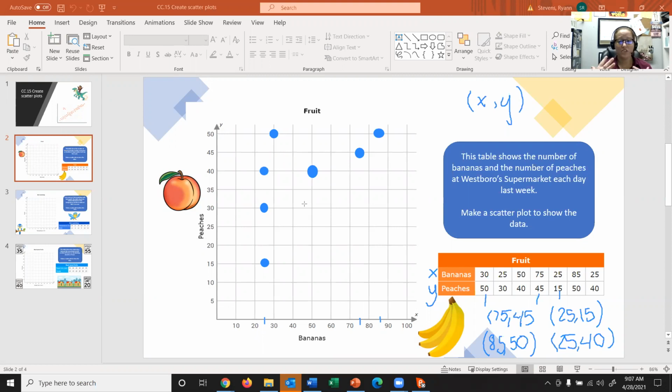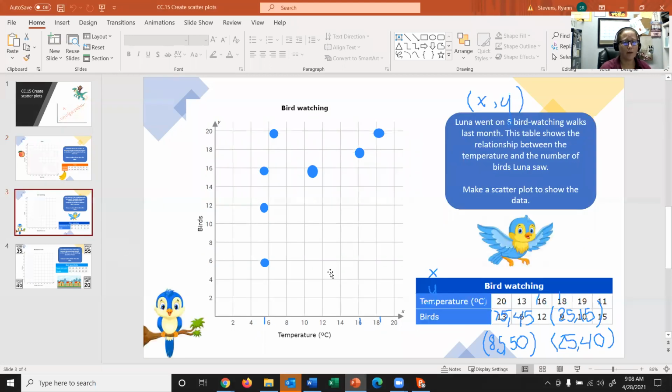Now, as you can see, we just have a lot of points all over this graph. It does appear that it might be increasing, but it doesn't look like there's any association between the amount of bananas that we have and the amount of peaches that we have. But we can see the clear comparison of this. Okay, let's look at another example of this.